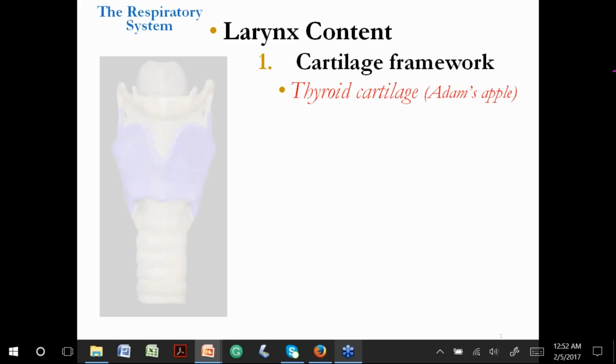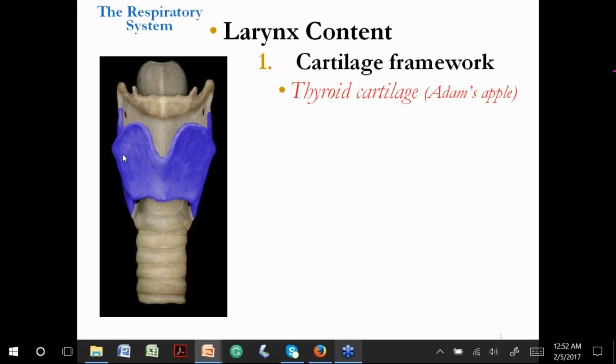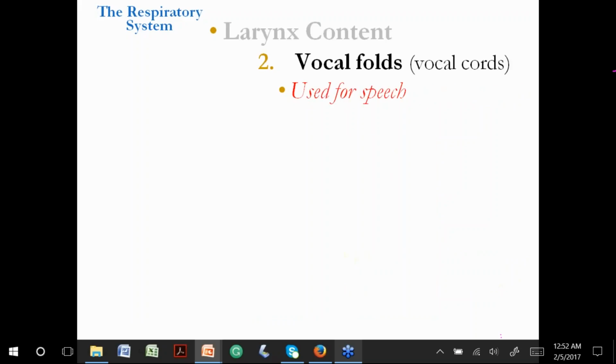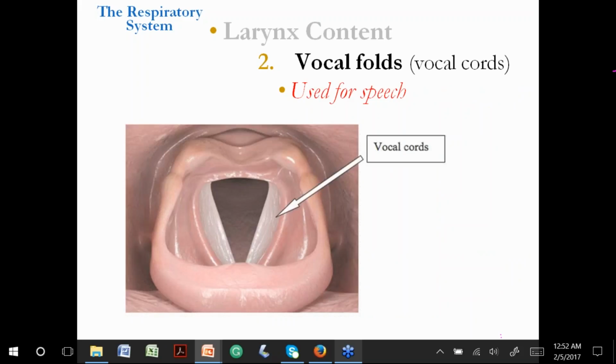Okay, so larynx content. So this is the larynx. Here we have the thyroid cartilage, which is called the Adam's apple. You can tell here, looking here, please. This is not the thyroid cartilage. You just touch the Adam's apple, and that is the area of the thyroid cartilage. Okay. The vocal cords. We are going to see the vocal cords.